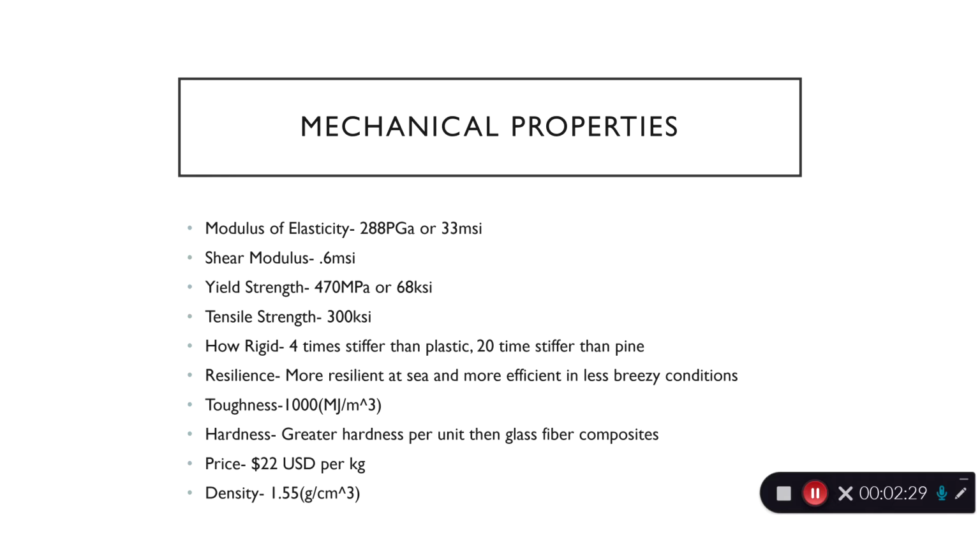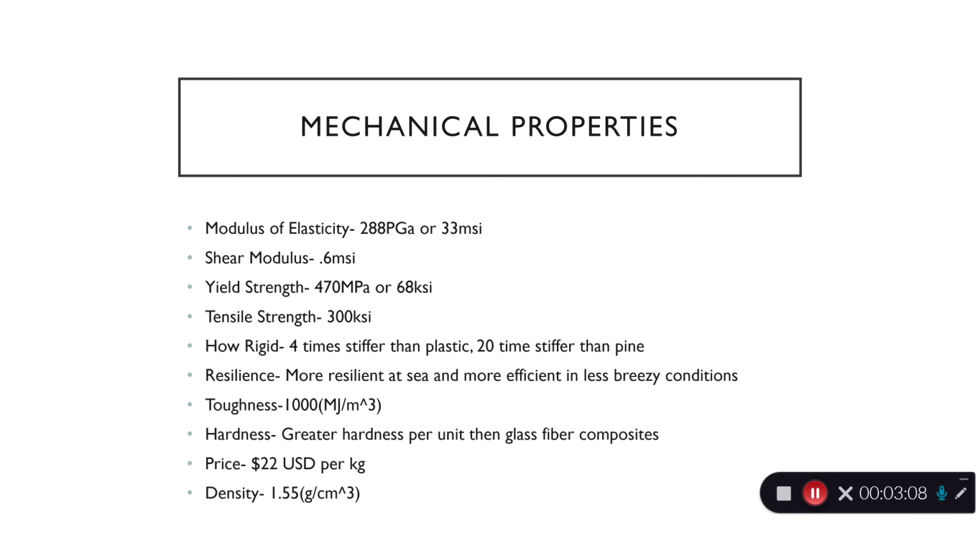While doing research, I learned about how rigid carbon fiber is and whether it is a brittle material. Carbon fiber is 4 times stiffer than plastic, 20 times stiffer than pine, and 2.5 times stiffer than aluminum. I was then able to find out how resilience worked for carbon fiber materials. When looking at carbon fiber, the blades of it specifically, they can find out how resilience works. They are much longer than most fibers of models. This means that they are more resilient at sea and more efficient in less breezy conditions.